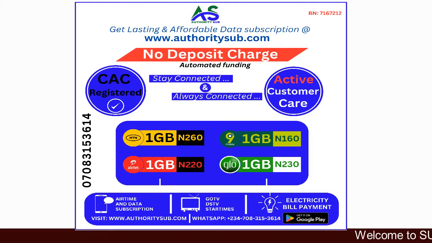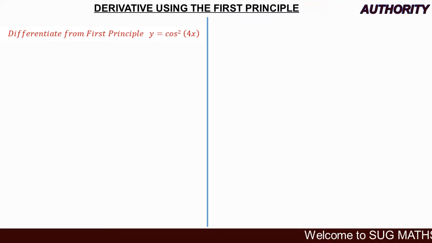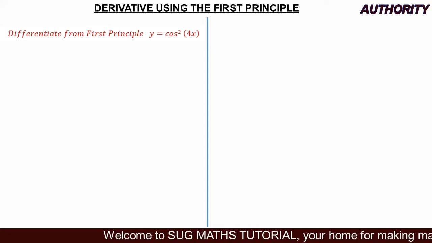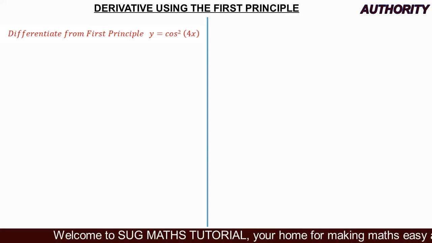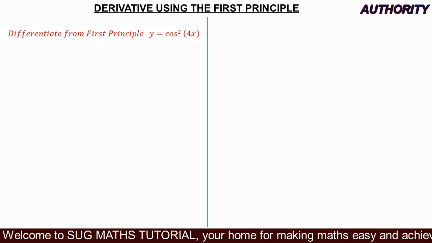Today, let's consider this problem. Differentiate from first principle y is equal to cos squared 4x. Now pay attention to this, it's very important. We are talking about derivative or differentiation using the first principle. This is different from the normal method everyone is using, and this one is also a bit different, so I want you to pay attention.